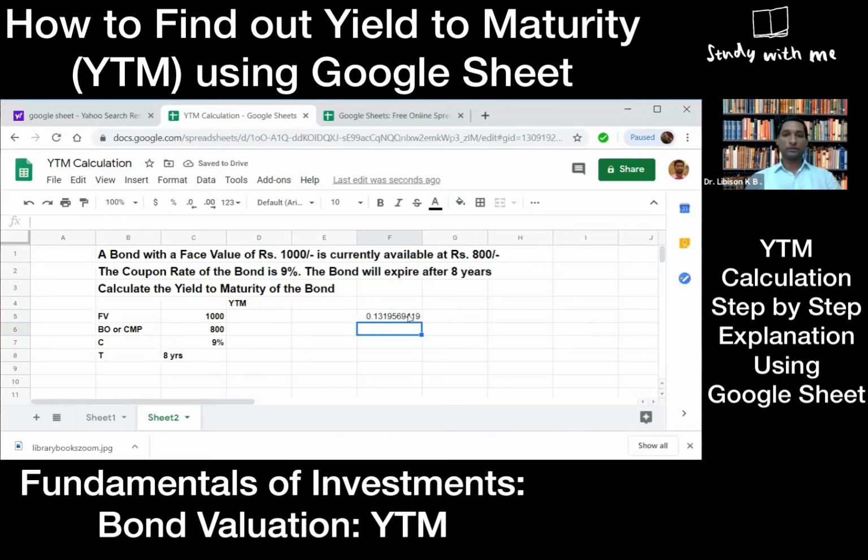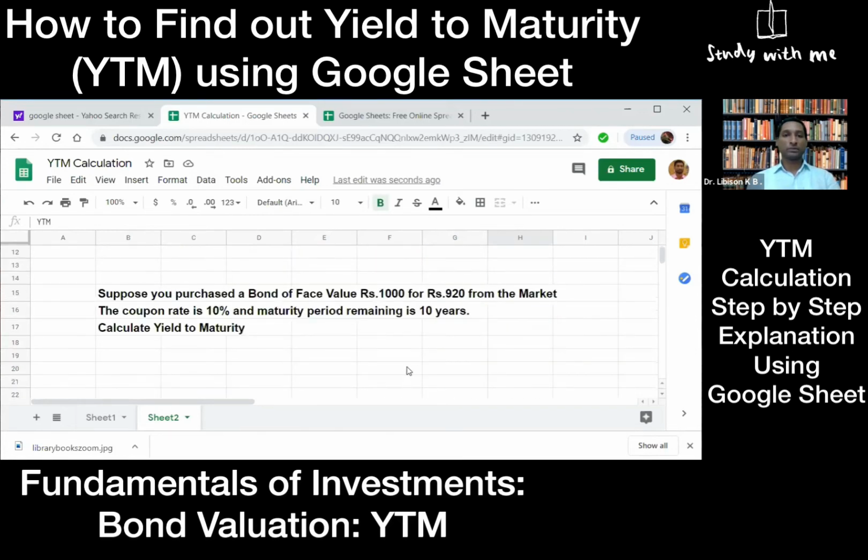We have received the answer. It is 0.1319. So that is equal to 13.19%. So YTM is equal to 13.19% for this problem. It's very easy, right, to solve it using the Google Sheet. Let us do one more problem.